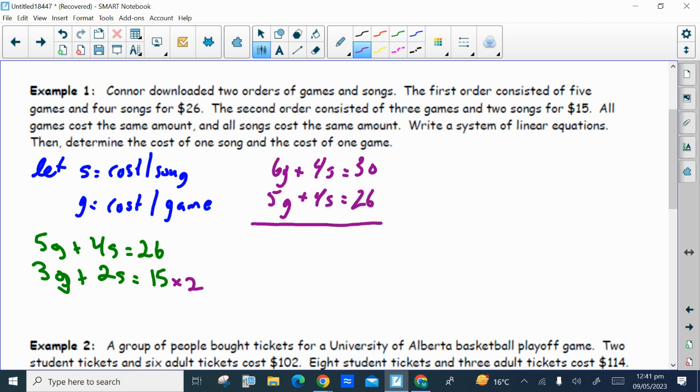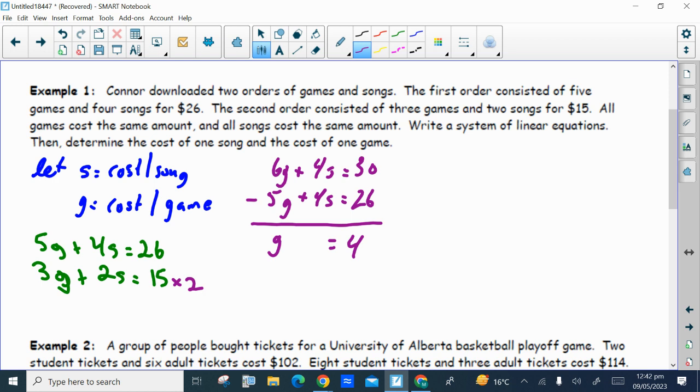And because the coefficients in front of the s's are exactly the same, we need to subtract these equations. 6g take away 5g gives us 1g, or just g. 4s take away 4s cancels, they're gone. So you're left with 30 take away 26, which is 4. We've got half of our answer. We found g equals 4. The cost of each game is $4.